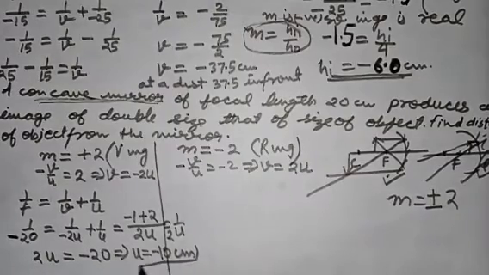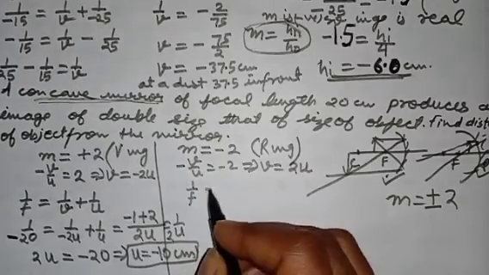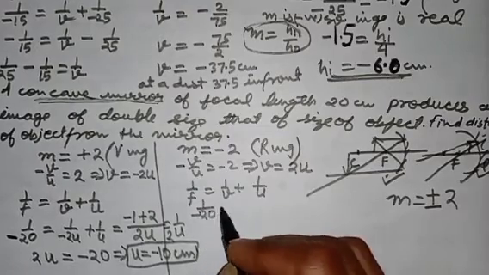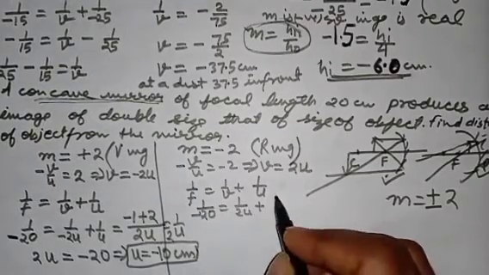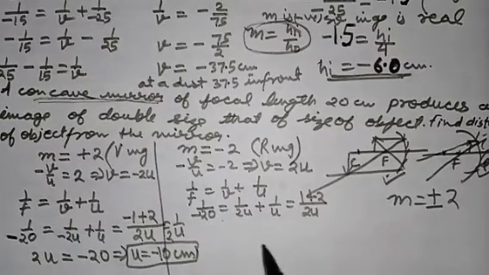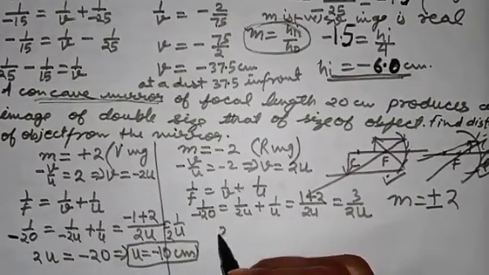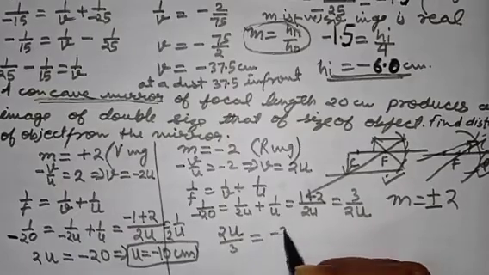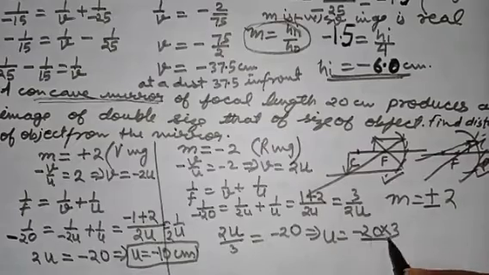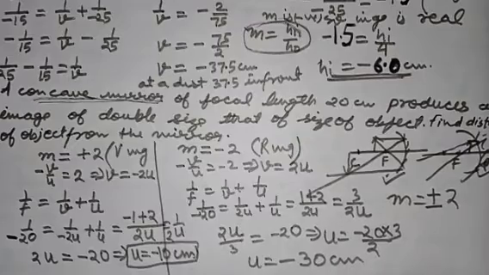Now second case, here again the same way, 1 upon f equal to 1 upon v plus 1 upon u, 1 upon minus 20 equal to 1 upon 2u plus 1 upon u, that is 1 plus 2 over 2u. So it is 3 by 2u. So we'll reciprocate it, 2u by 3 equal to minus 20. So finally u equal to minus 20 into 3 by 2, that is u equal to minus 30 centimeter.